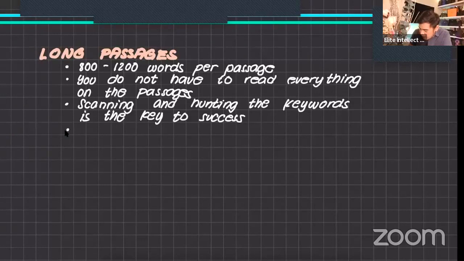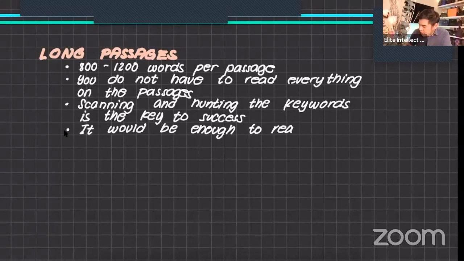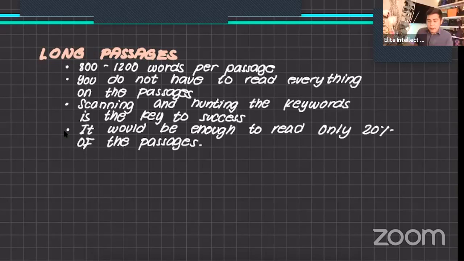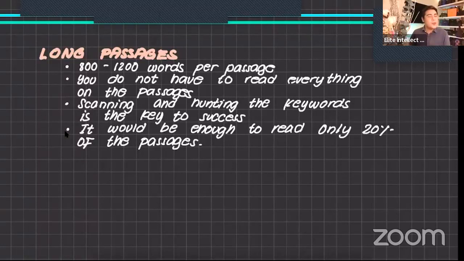One thing that I would want you to remember is it would be enough to read only 20% of the passages. Again, sabi ko nga sa inyo, stay to the end of the program because later on, I will be teaching you easy hacks on how to make your true, false, not given manageable on the exam. So it would be enough to read only 20% of the passages. You don't have to read everything.